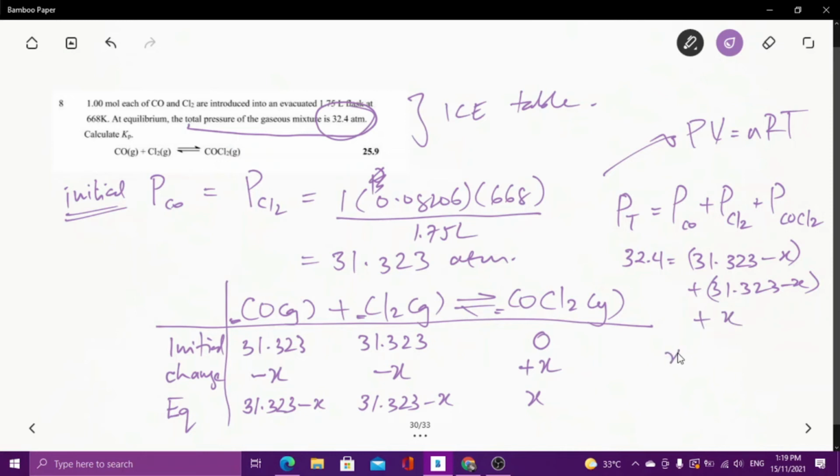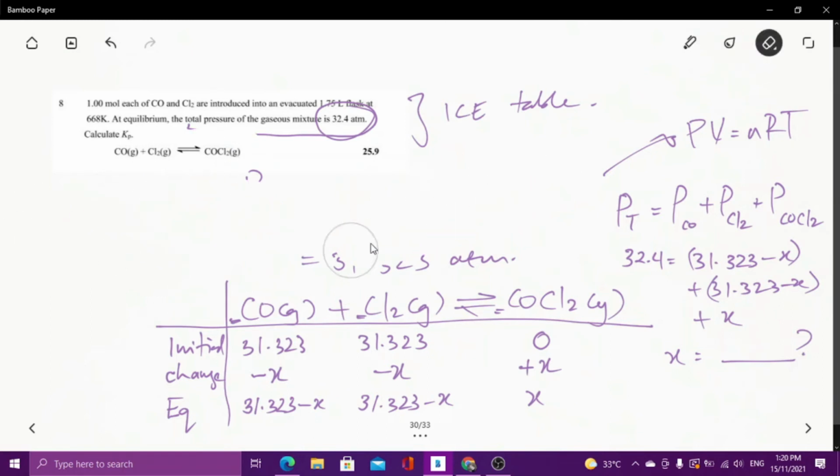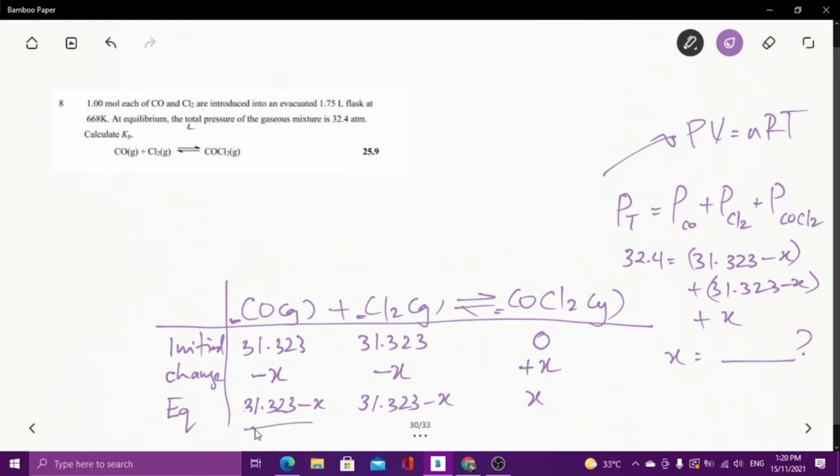So find the value of X, anda kat sini berapa. Okay, setelah bila dah siap semua itu, so apa yang kita akan cuba buat, so now barulah kita akan gunakan, masukkan semula nilai X ke dalam concentration ataupun partial pressure yang dekat equilibrium semua ni, and then kita akan cuba substitutekan in terms of expression of Kp kita.